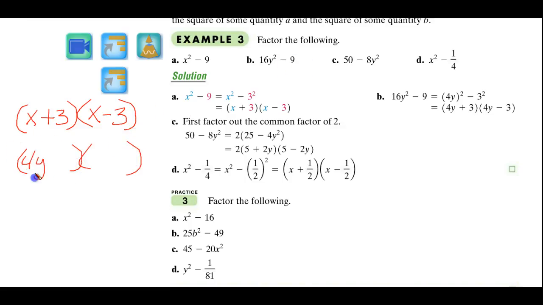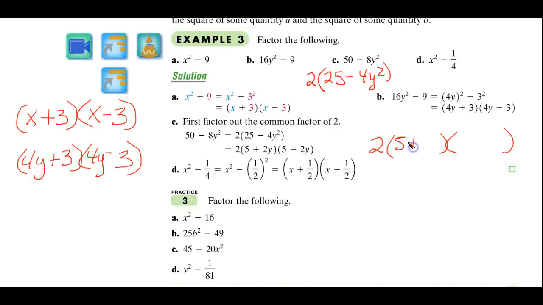This will be 4y. You can put the 4y there. And then this is a 3 and a 3. So you're taking the square root of each of these, and then one's plus and one's minus. Now here, you need to factor out a 2 first. So if you factor out a 2, you get a 25 minus 4y squared. Now it's the difference of perfect squares, which will factor into 2, and then its conjugates. 5 plus 2y, 5 minus 2y. And then here, this will be x plus 1/2, x minus 1/2.